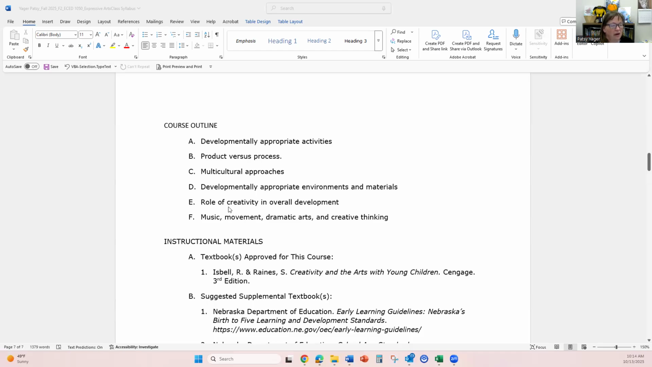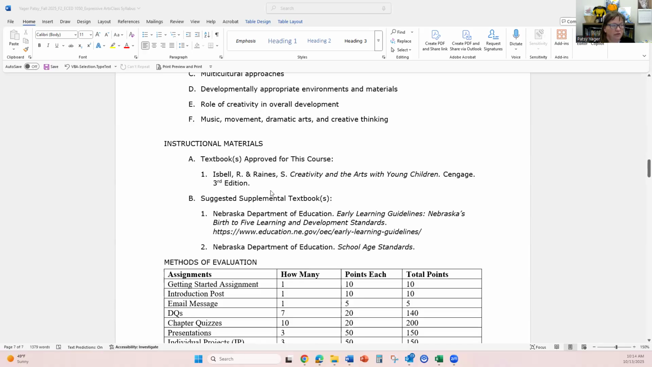So here's kind of a basic outline of the course, instructional materials. We are using Creativity in the Arts with Young Children. It is a Cengage book, and we're using the 3rd edition. So if you have Cengage Unlimited, you're set. You can find your book in that package and have it. If you do not have Cengage Unlimited, this is the information you need, okay? Make sure you have the correct edition of the textbook. Sometimes students can use a different edition and get by, but it's never ideal, okay? So 3rd edition is what we're using.